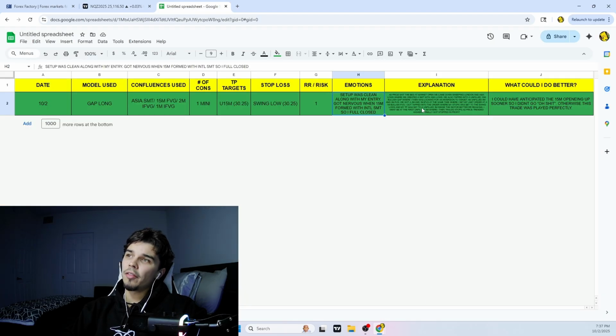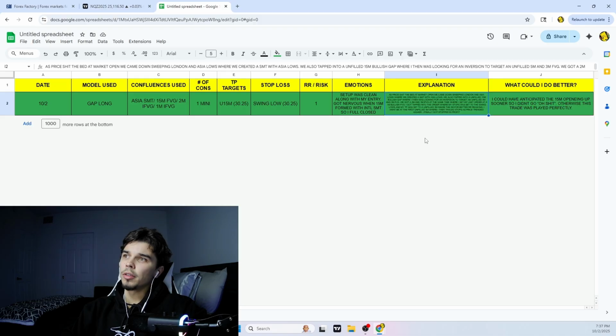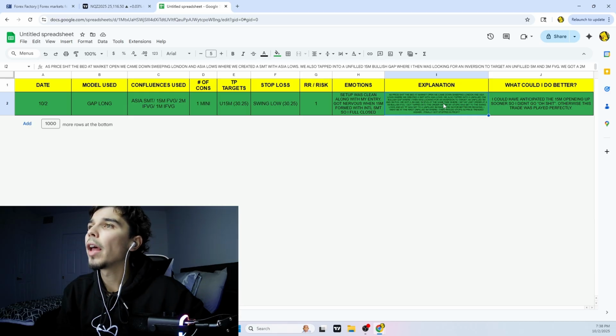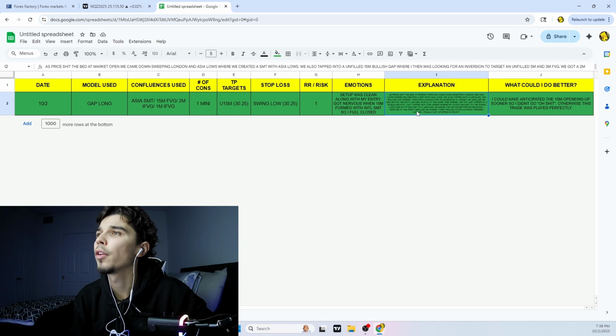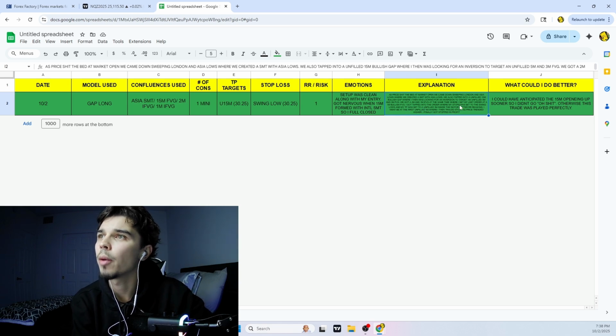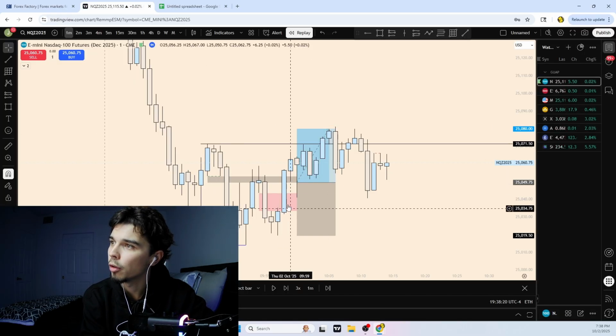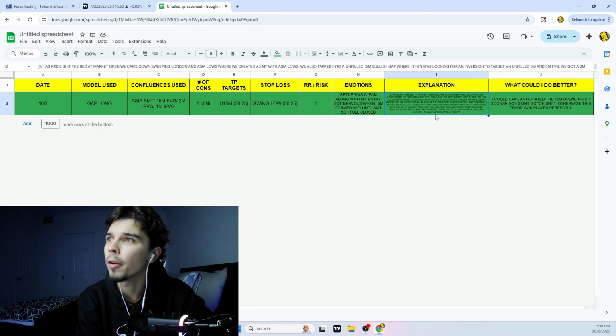All right, and then I have an explanation. Here is what it says. It says, as price shit the bed at market open, we came down sweeping out London and Asian lows where we created an SMT with Asia lows. We also tapped into an unfilled 15-minute bullish gap where I was then looking for an inversion to target an unfilled 5-minute and 3-minute gap. We got a 2-minute and 1-minute IFVG at the same time where I set my limit order at the 1-minute bullish fair value gap, which would have been right here. Here's the 1-minute bullish fair value gap, and I set my limit order right in there.